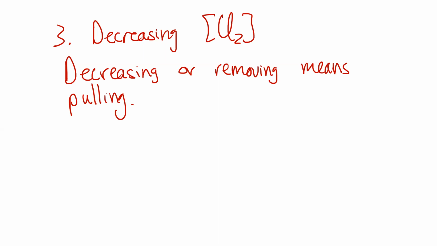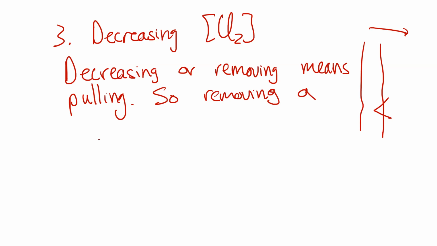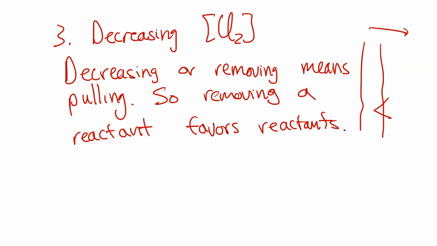Another way, there are some weird analogies I'll come up with for this, but for this one, imagine a tree and you're trying to add or remove things from the actual tree itself, okay? Imagine a tree and you cut into the tree on this side. If you cut into it, it's going to go in that direction, okay? You're pulling towards yourself, the same thing as the tug of war. If you are removing something, you are pulling toward yourself, okay? That means pulling. So removing a reactant favors reactants. Okay? Does that make sense?